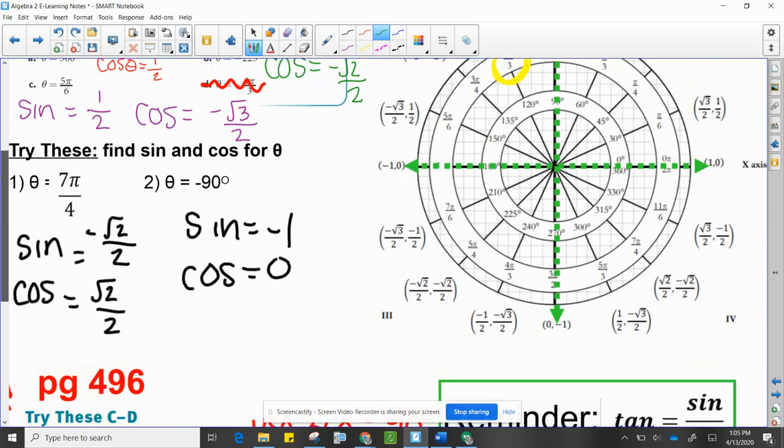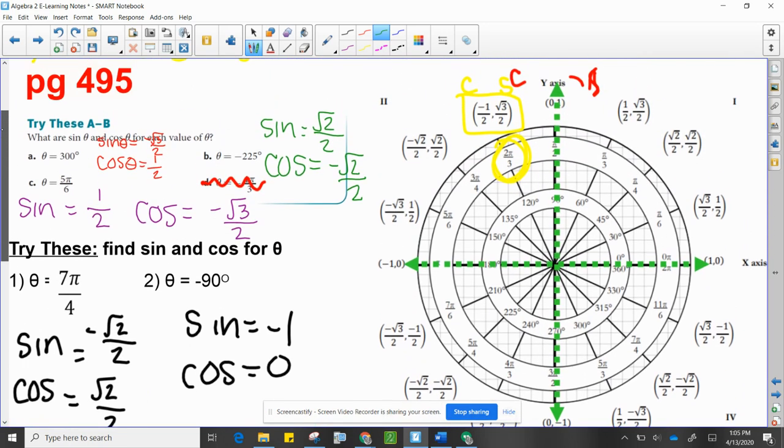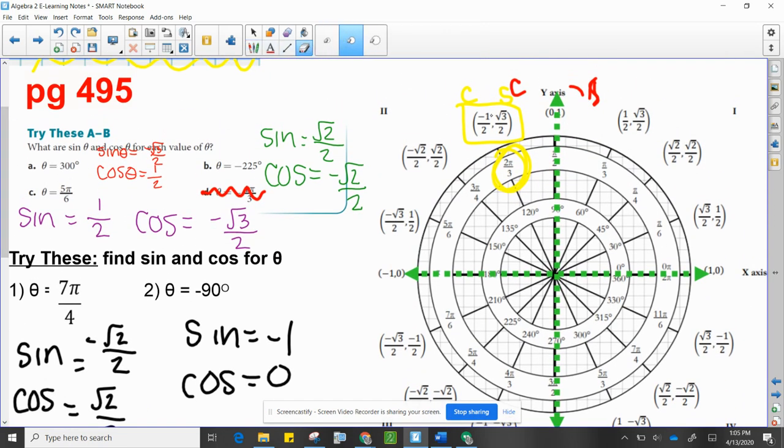Again, you don't have to memorize this unit circle at all. You just have to know how to use it. So you just have to know how to read everything on here. But the ordered pairs, that's what you're using. The x value is the cosine. The y value is the sine.